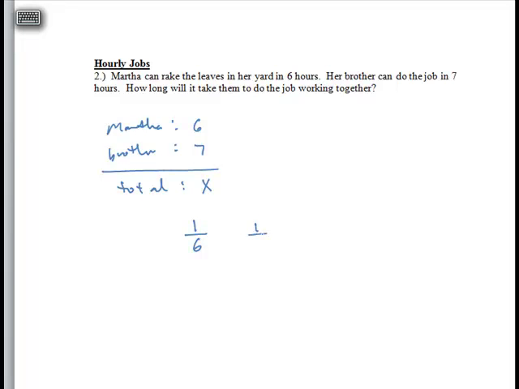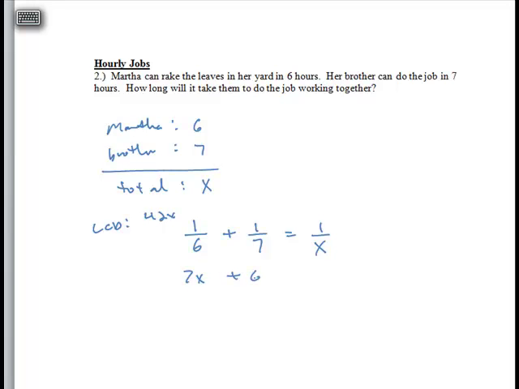Her brother will have 1/7 of the job completed at the end of 1 hour. So if they're working together, we're going to add those two amounts together, which is going to be equal to 1 over x, the part of the total job which will be completed at the end of 1 hour. So as you can see, we have a rational equation, LCD, 42x, so multiply through by it.